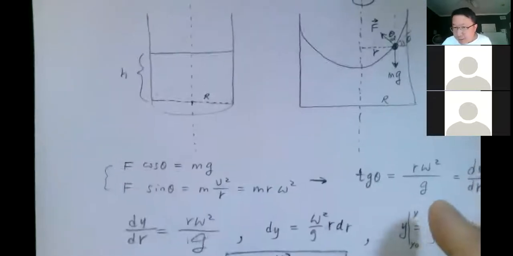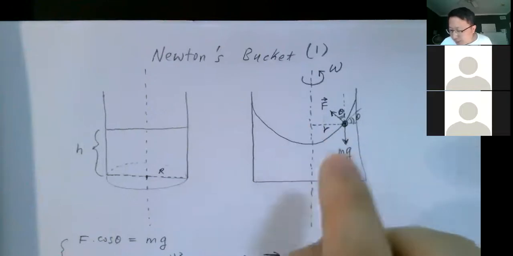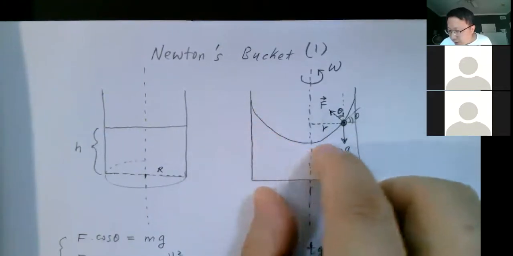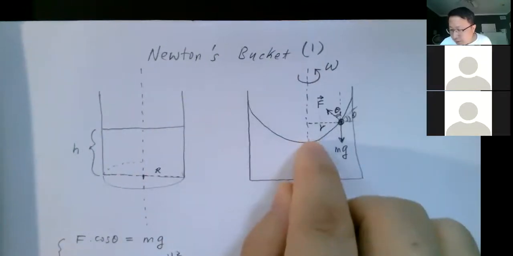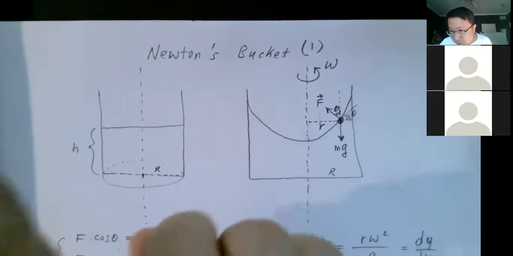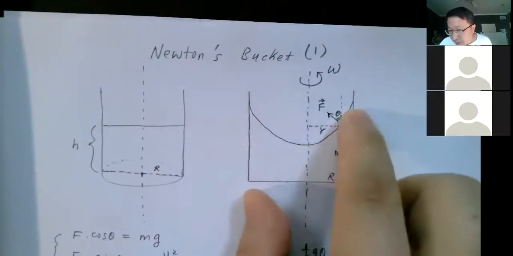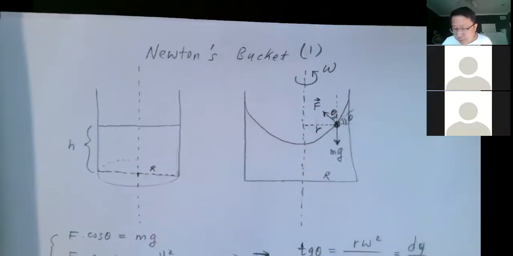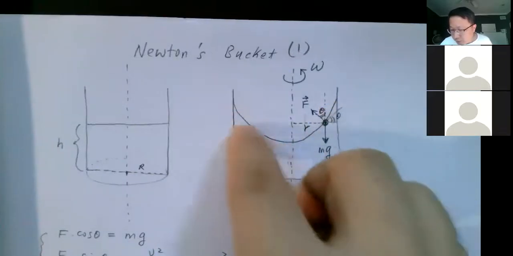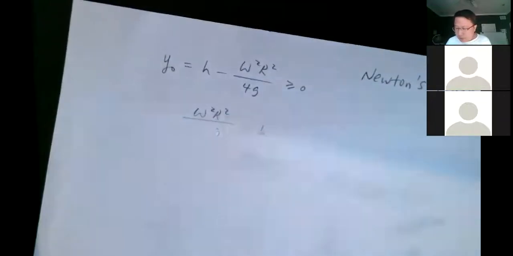I have mentioned the Newton bucket, the water bucket, which when spun forms a parabolic surface. We can derive this based on the physics we already learned and the calculus we already know. We have enough knowledge to get there, to prove this is a parabolic shape. So that's something we can do.